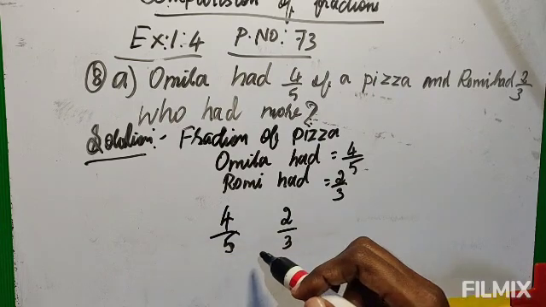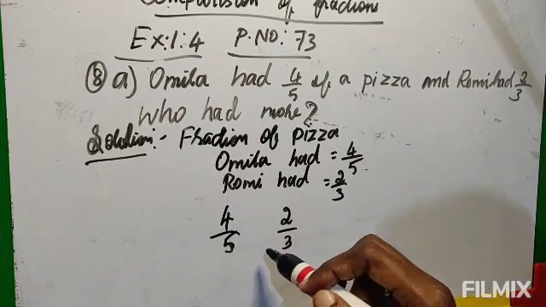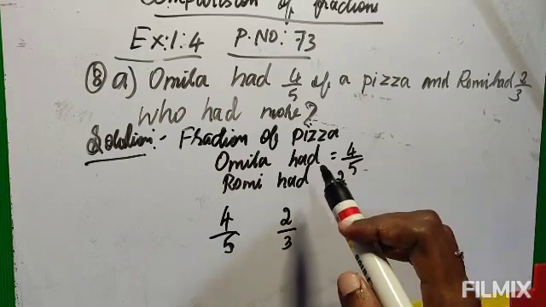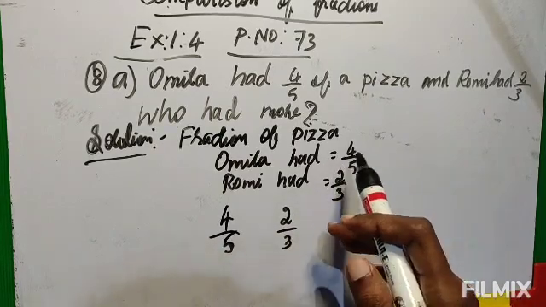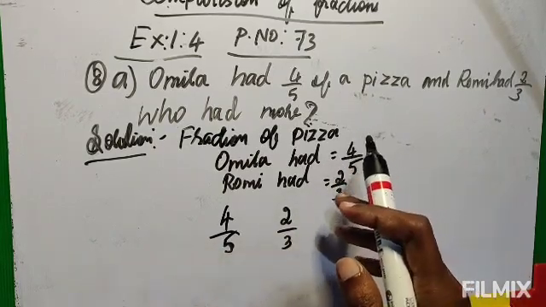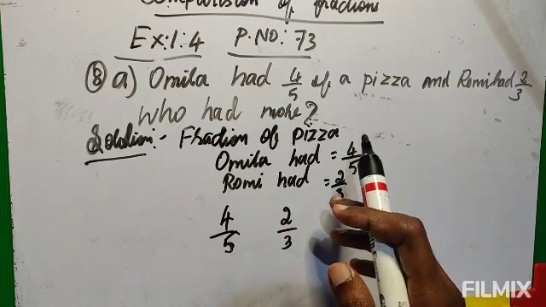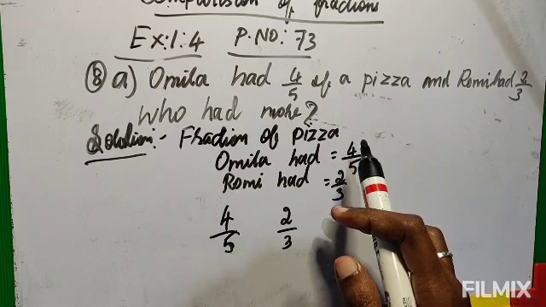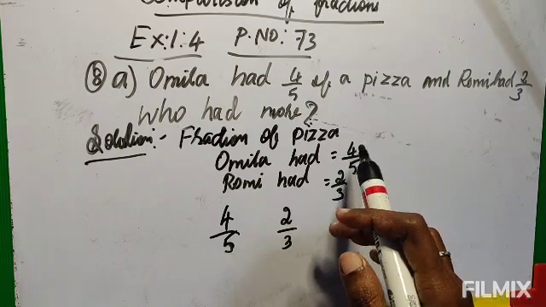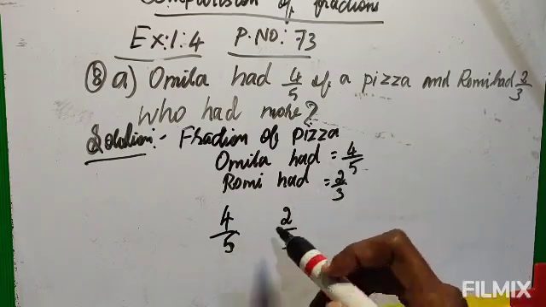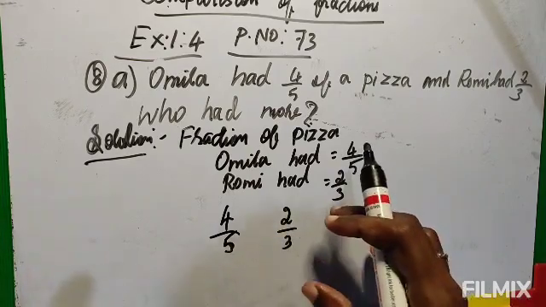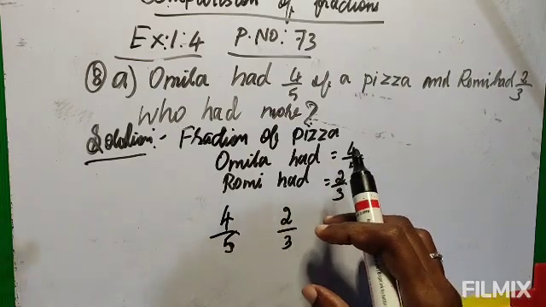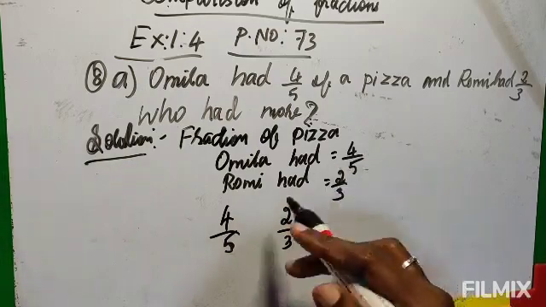LCM is also given, but you use LCM if both denominators have a common factor, which you can easily multiply and find the LCM. Otherwise, you will do the cross multiplication. So now I am doing the cross multiplication. For this I have not given a separate sum, but I am taking it from the exercise.